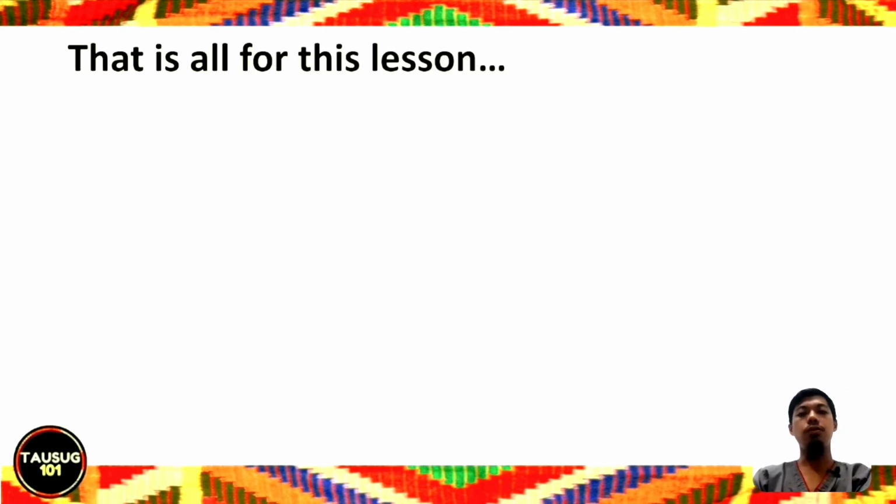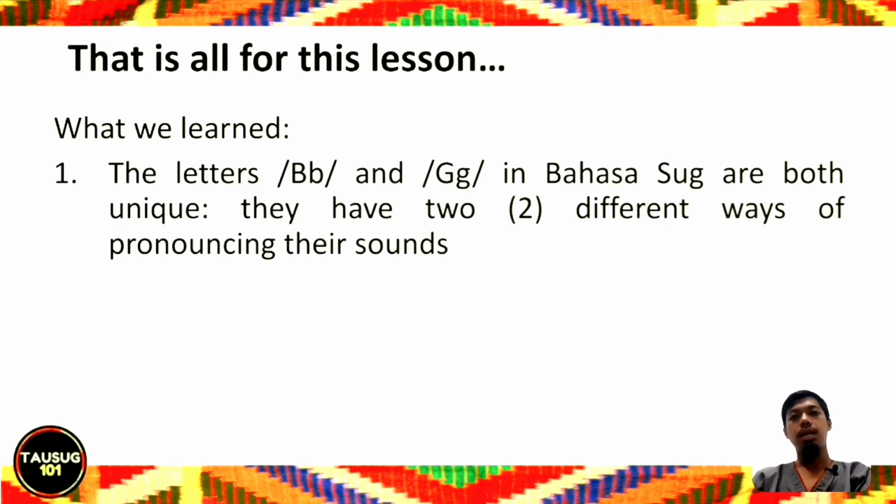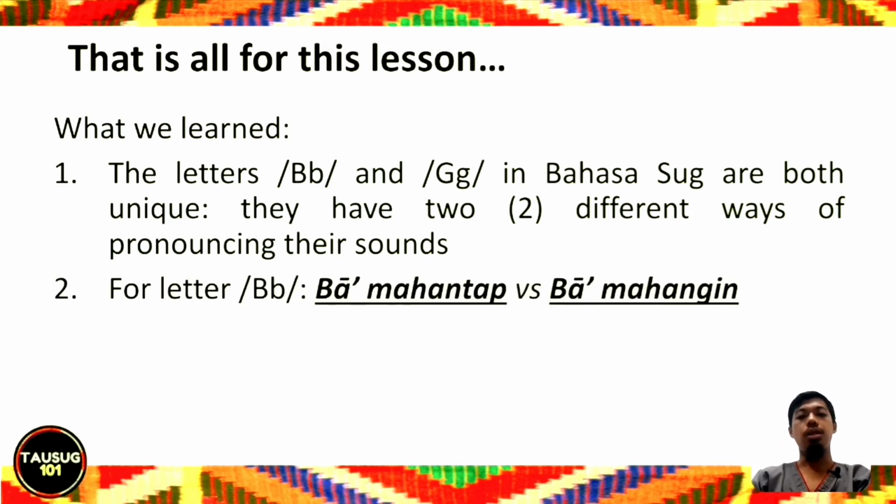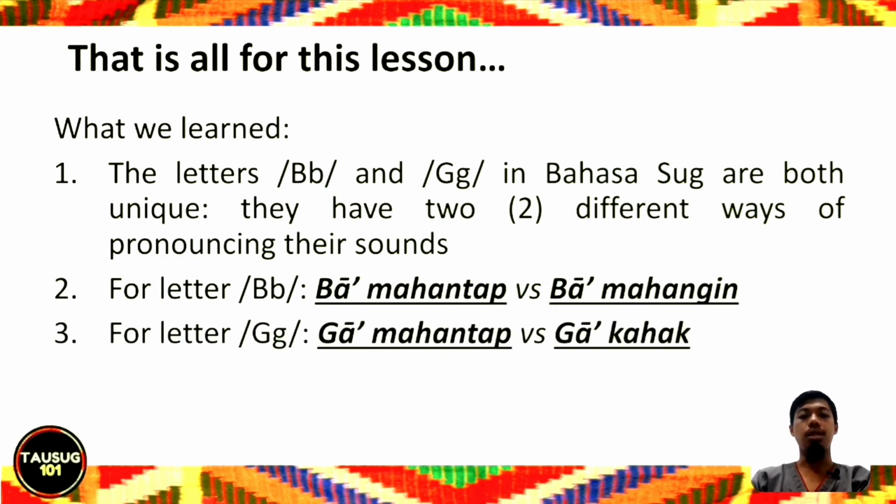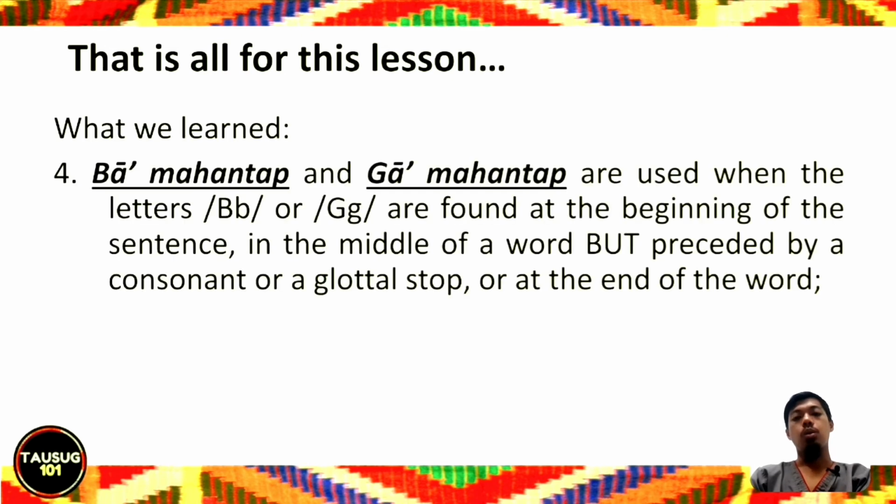So that is all for this lesson. We learned that the letters ba and ga in Tausug are both unique. They have two different ways of pronouncing their sounds. For letter ba, we have ba mahantap and ba mahangin, and for letter ga, we have ga mahantap and ga kahak sounds.